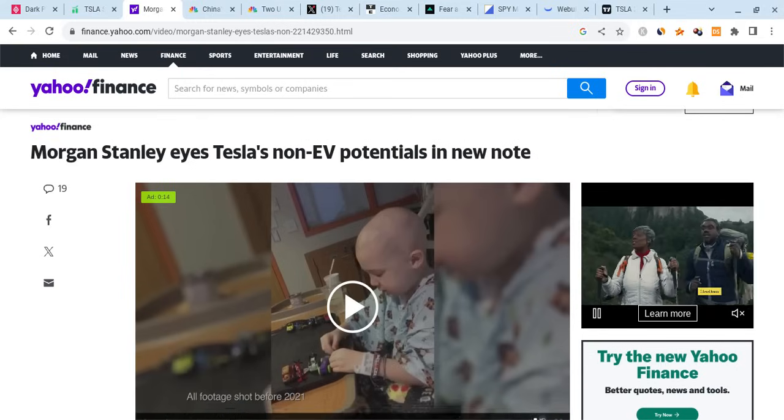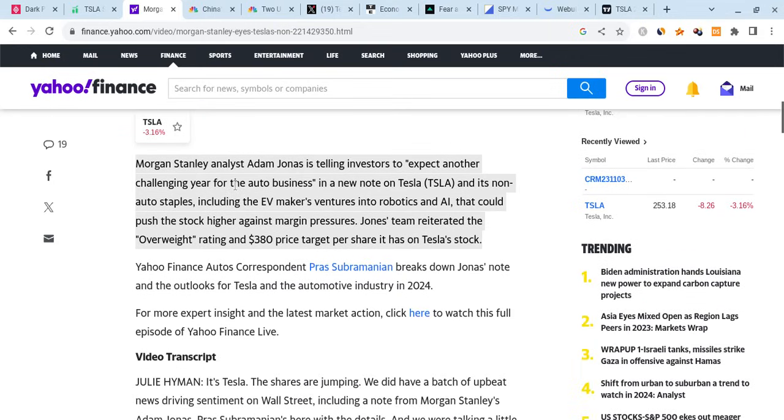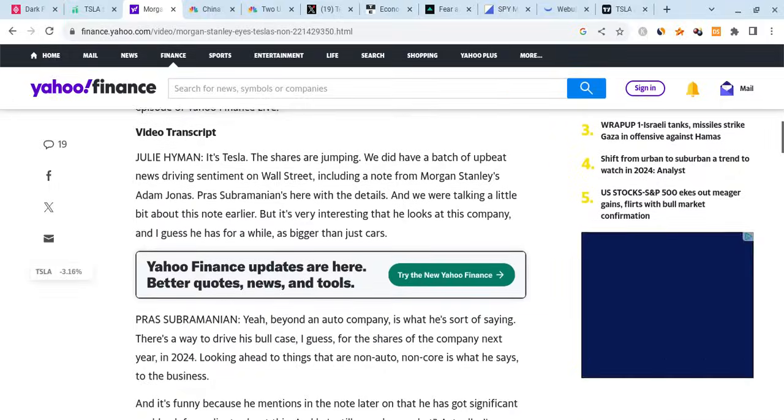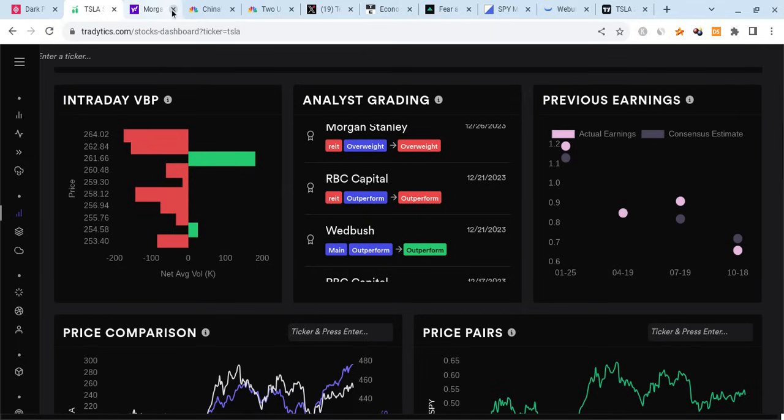Morgan Stanley is saying that Tesla still has lots and lots of potential outside of the EV business. They're talking about robotics and AI, and this is according to Adam Jonas, who's raising Tesla's price target to $380 for next year. That is, once again, bullish news for now. But that's it for the news, guys.